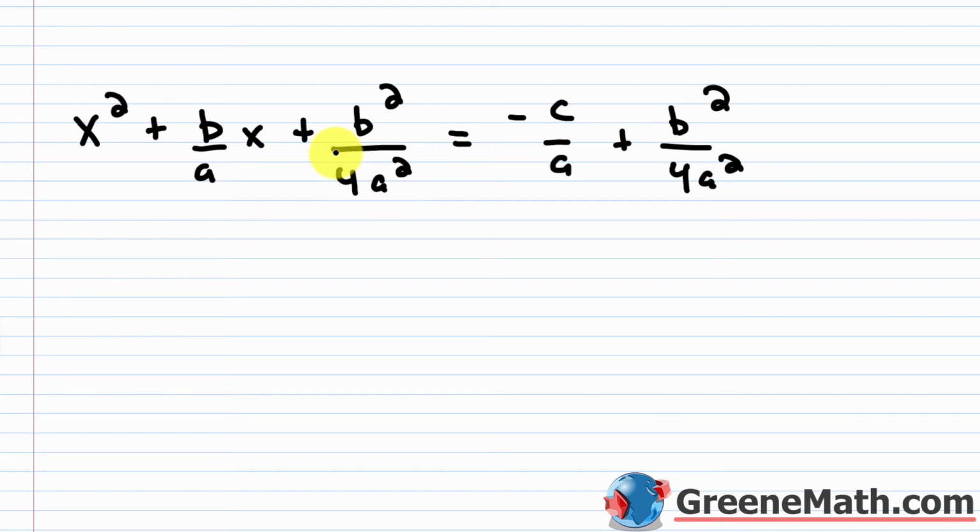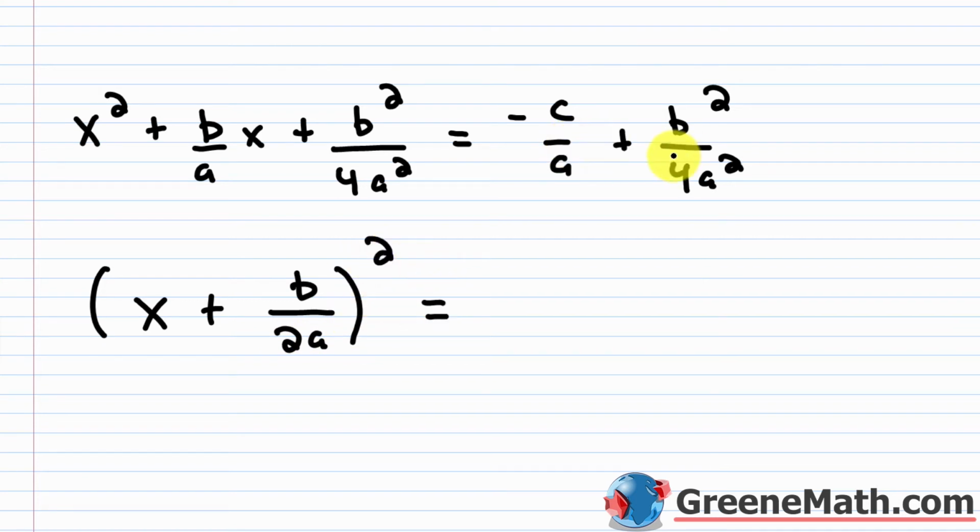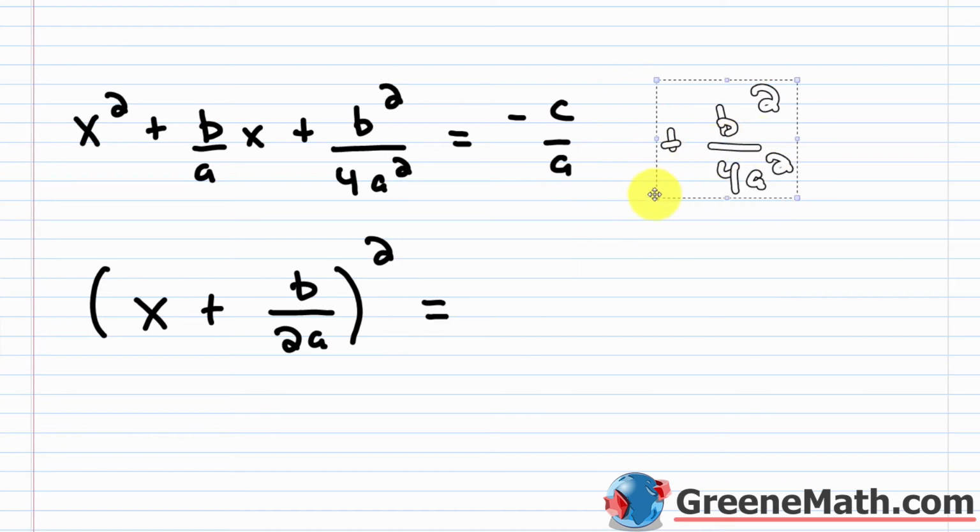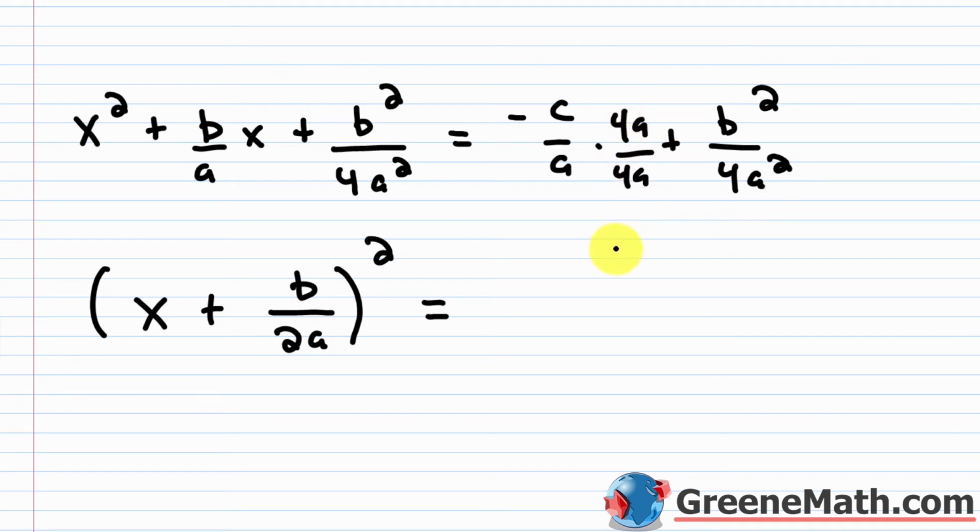All right, so let's factor the left side as x plus, remember we squared b to get b squared, so this is b over, we square 2a to get 4a squared, so 2a, and this whole thing is squared. And this equals, if I get a common denominator over here, I would need to multiply this negative c over a by 4a over 4a, okay? So that would give me b squared minus 4ac over the common denominator of 4a squared, okay?